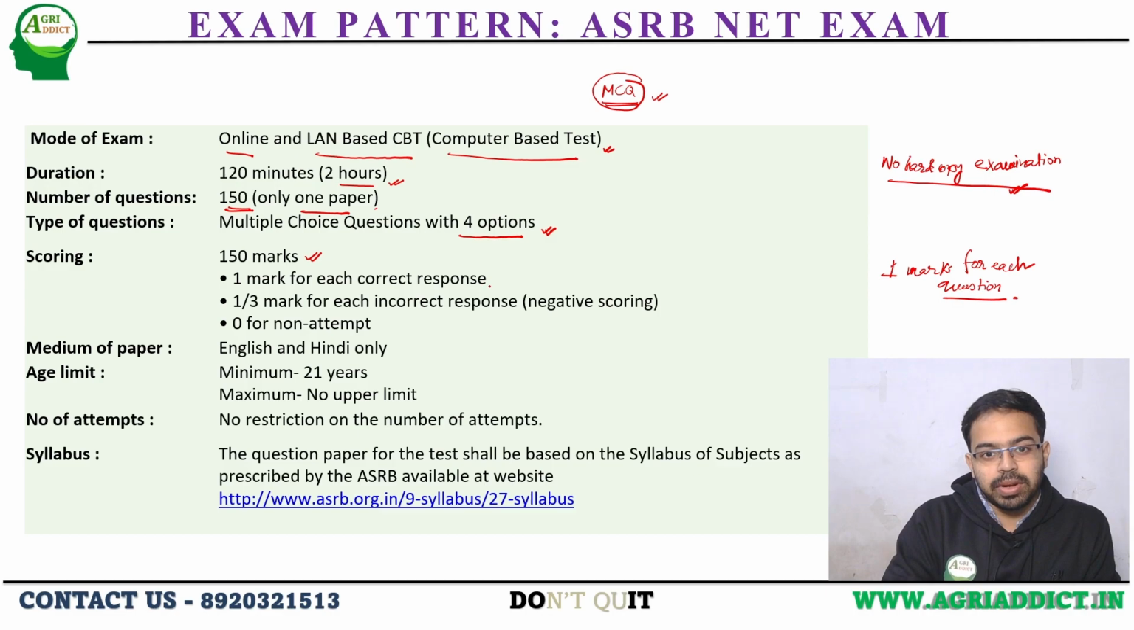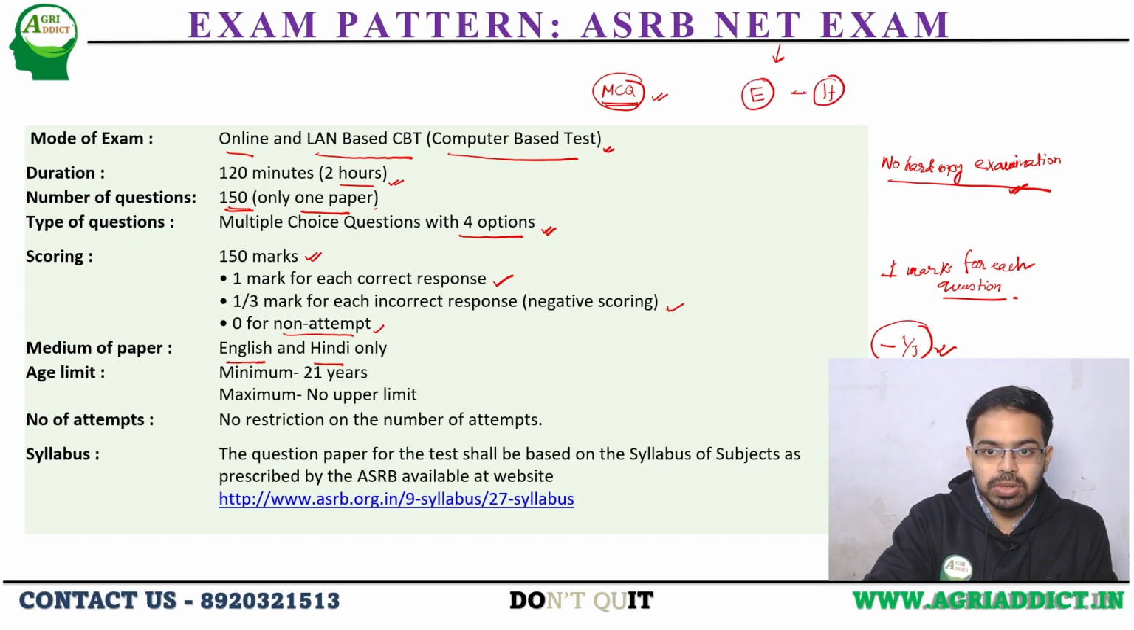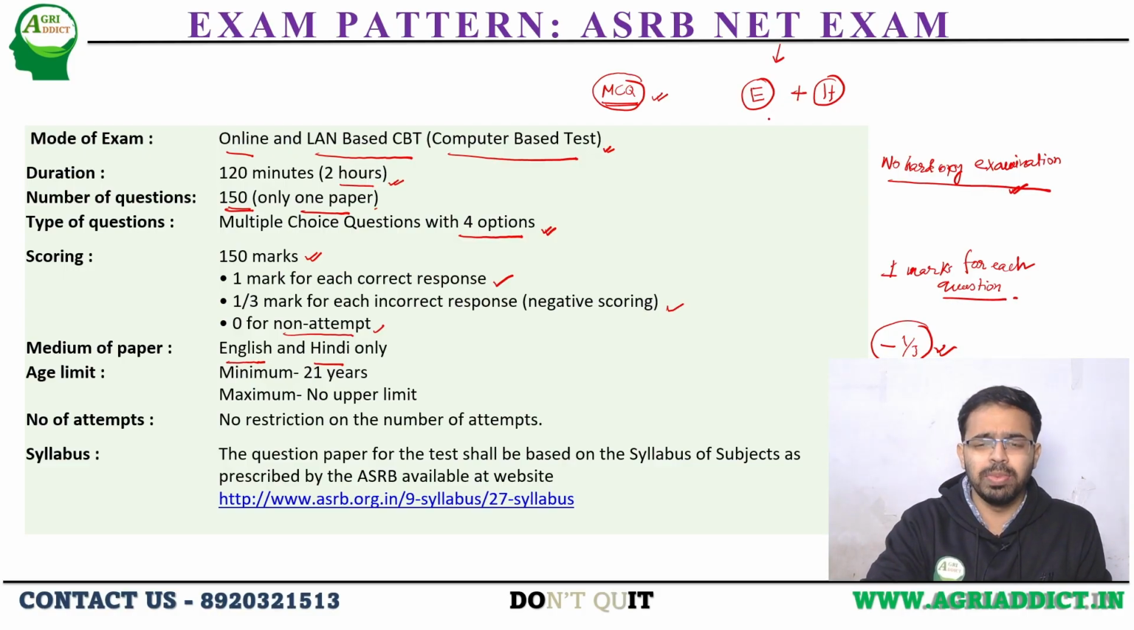And there will be negative marking. How much negative? For each and every wrong answer, the negative marking will be 1/3, and 0 for non-attempt. So if you are not able to attempt any questions, you will get 0 marks for that. What is the medium of the paper? You will have English and Hindi. So please note it down. Regarding ASRB NET, there will be 2 mediums, one will be English and another one will be Hindi. So aspirants or students, you will be able to give the exam in any of these languages.